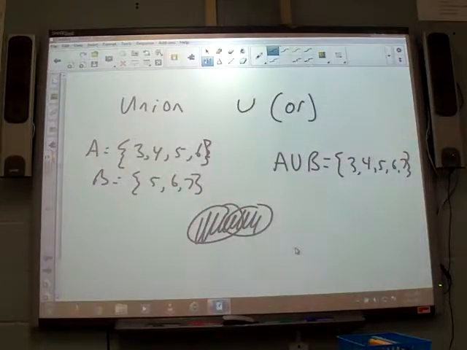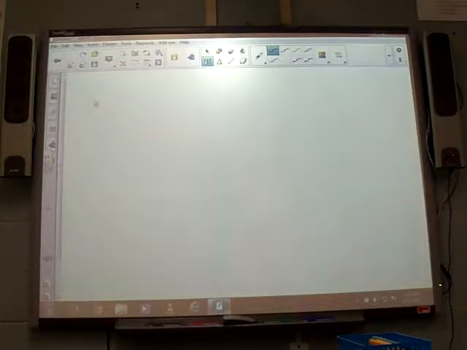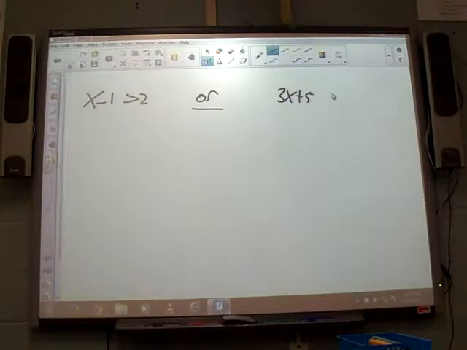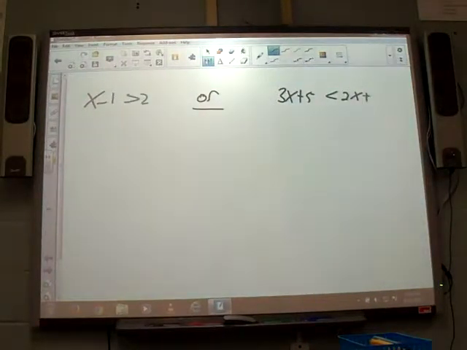Brown cow. I've got x minus 1 is greater than 2, or 3x plus 5 is less than 2x plus 6. Okay? Alright, left one's a no-brainer to solve. Add your 1. Everybody got it? Got an x that's greater than 3 on the left? Okay, a couple more steps on the right.